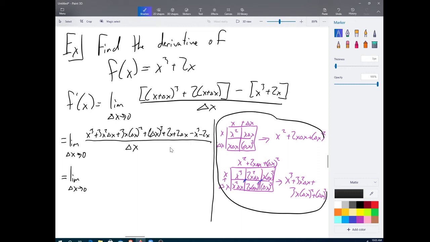Now, if you're as far as I am, on the left, I want you to look for those opportunities to find what will cancel.